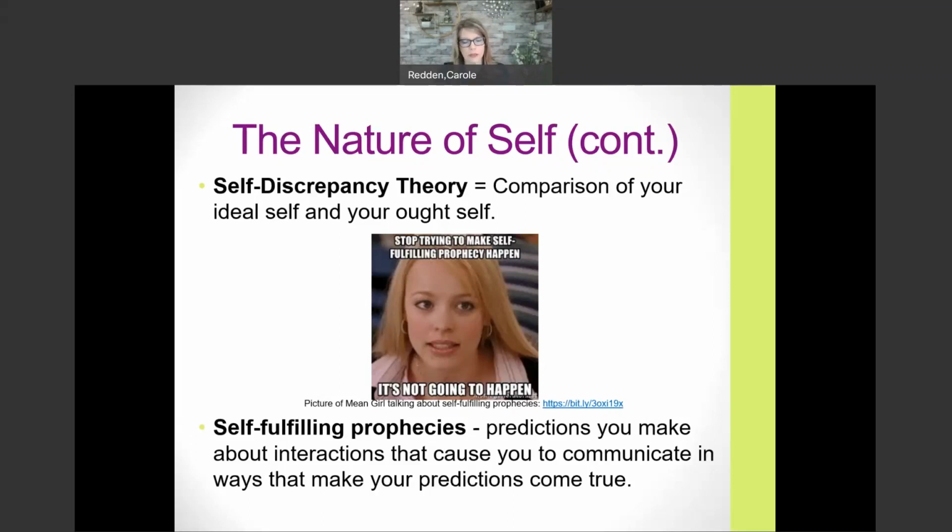The other key term that you see here in terms of the nature of yourself is a self-fulfilling prophecy. I think most people have heard of this. Self-fulfilling means you have decided, and a prophecy means this thing is going to come true. And because you have decided it's going to come true, it does. You see a picture here of a meme from Mean Girls, the movie. And I forget her name, I think it's Regina in the movie. And she says, stop trying to make self-fulfilling prophecies happen. It's not going to happen, which basically is a self-fulfilling prophecy.